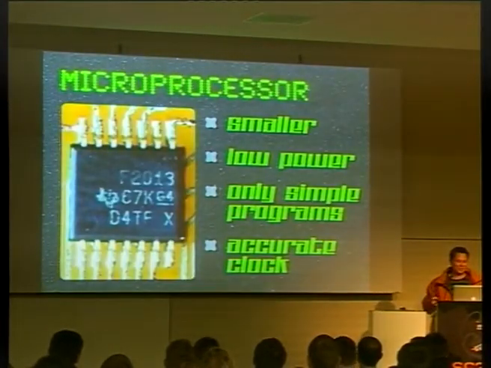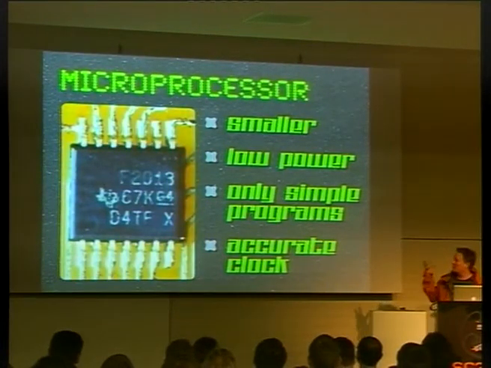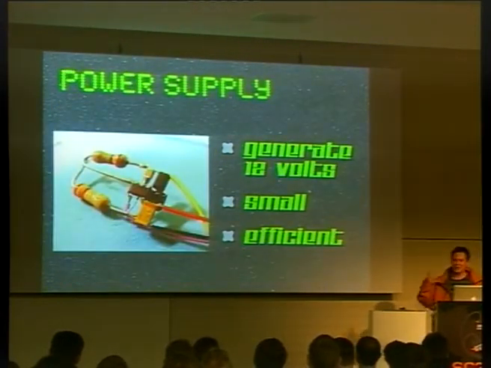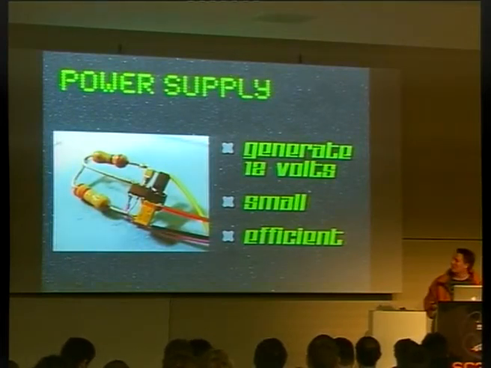But I needed a better microprocessor. This is a fast talk, so I'll go quick. This one's smaller, lower power than the one that I had in my original one, and it's got an accurate clock, so that it actually keeps time, because you want a watch to do that.